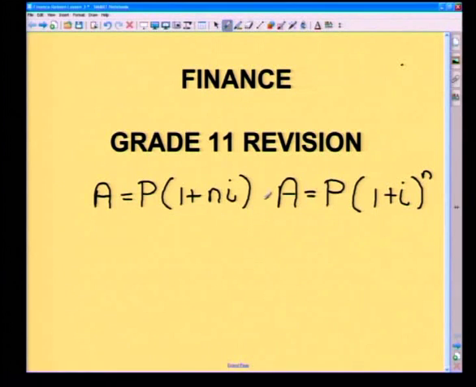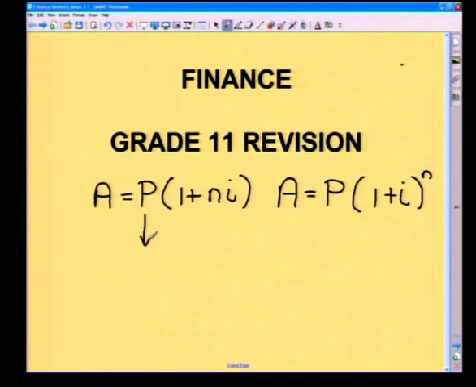Right, so if we start by looking first of all at our formula sheet, we would see that we are given two formulas, this one and this one. There are others, there are in total 6 formulas for finance, but we're going to start with these two. Before we start, let's quickly recap what everything stands for.